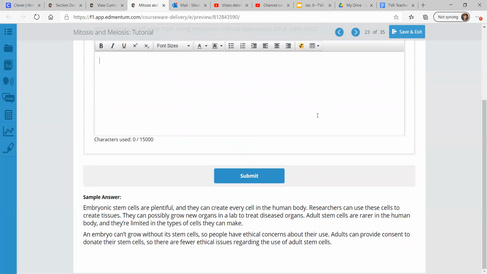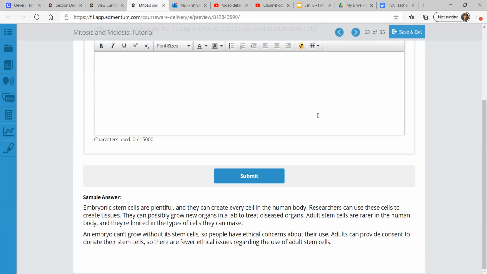Embryonic stem cells are plentiful and they can create every cell in the human body. Researchers can use these cells to create tissues. They can possibly grow new organs in a lab to treat diseased organs. Adult stem cells are rarer in the human body and they're limited in the types of cells they can make. So embryonic stem cells are just more versatile.